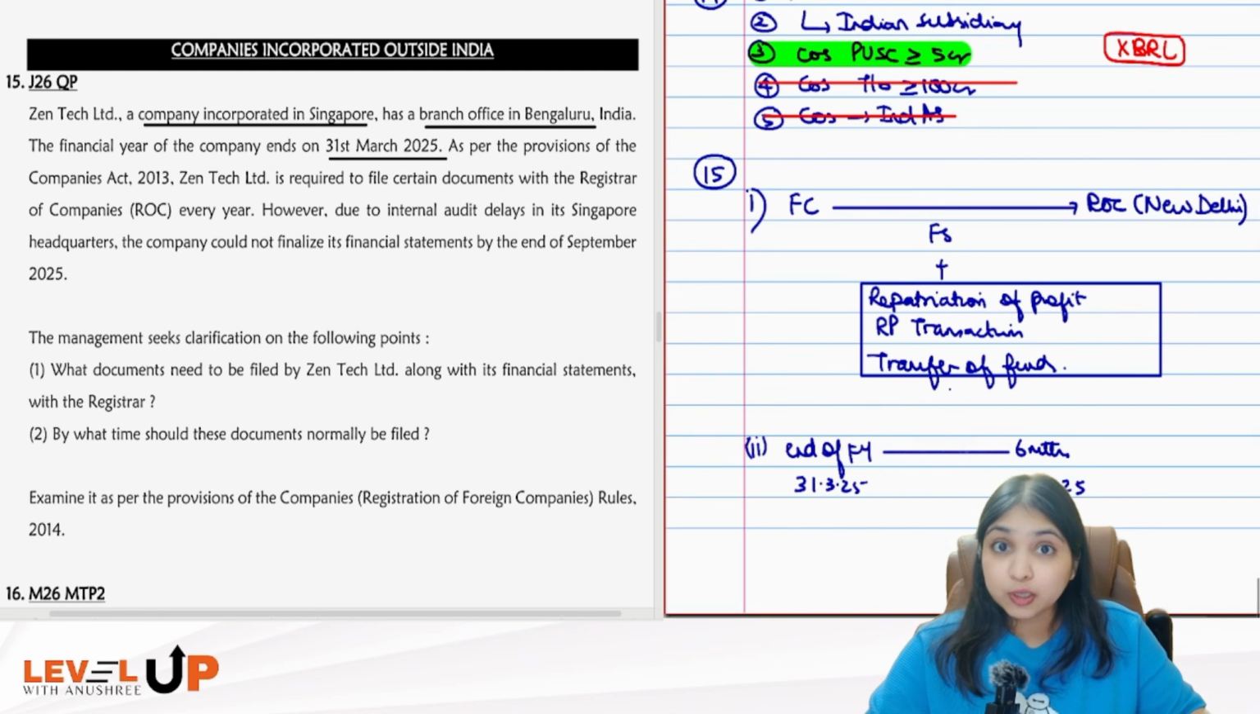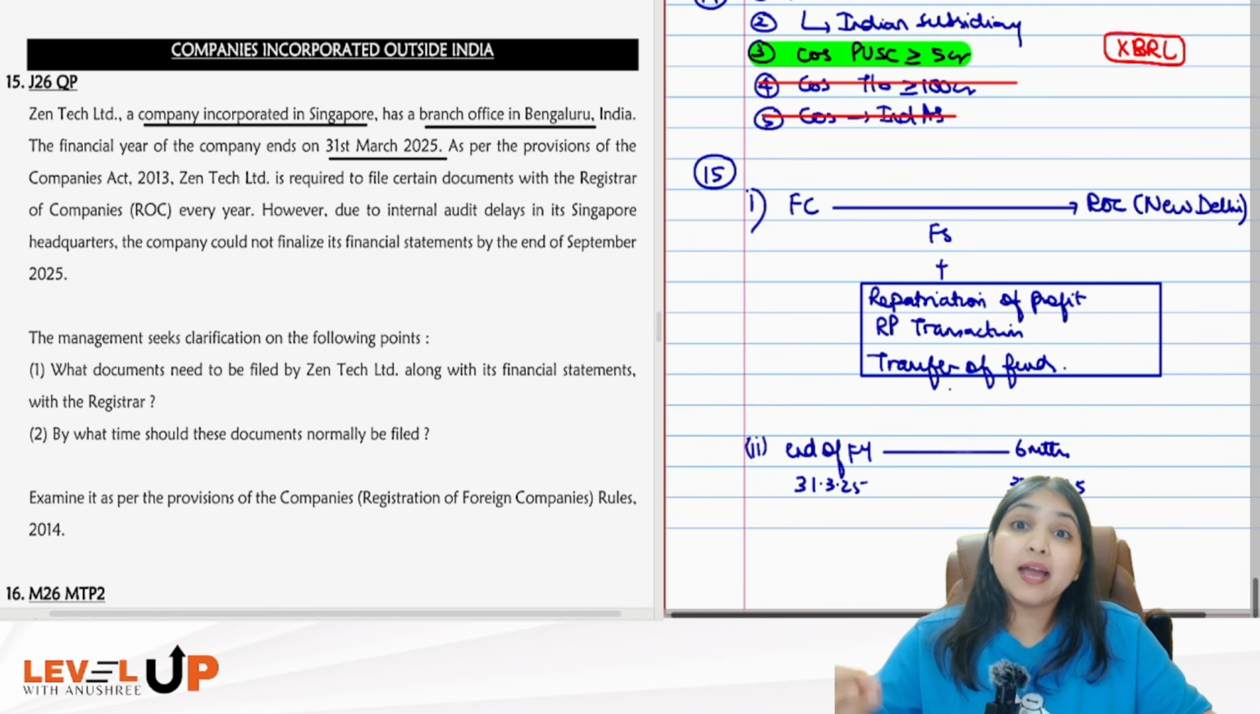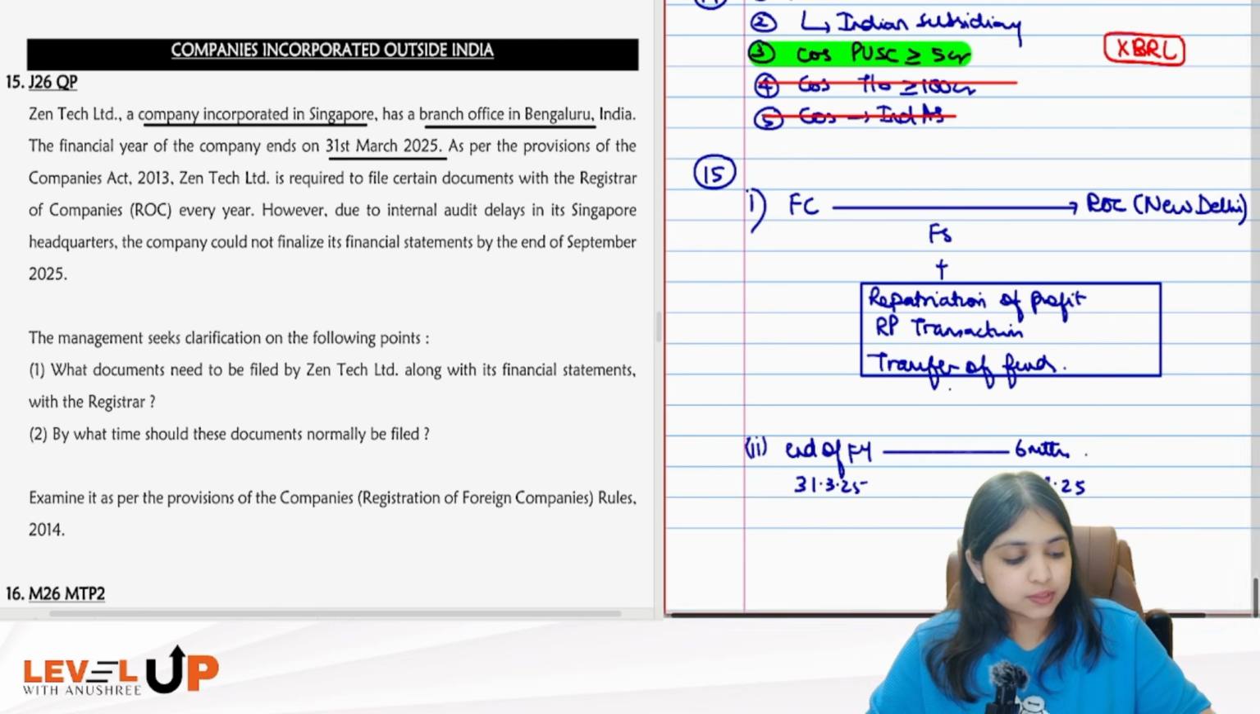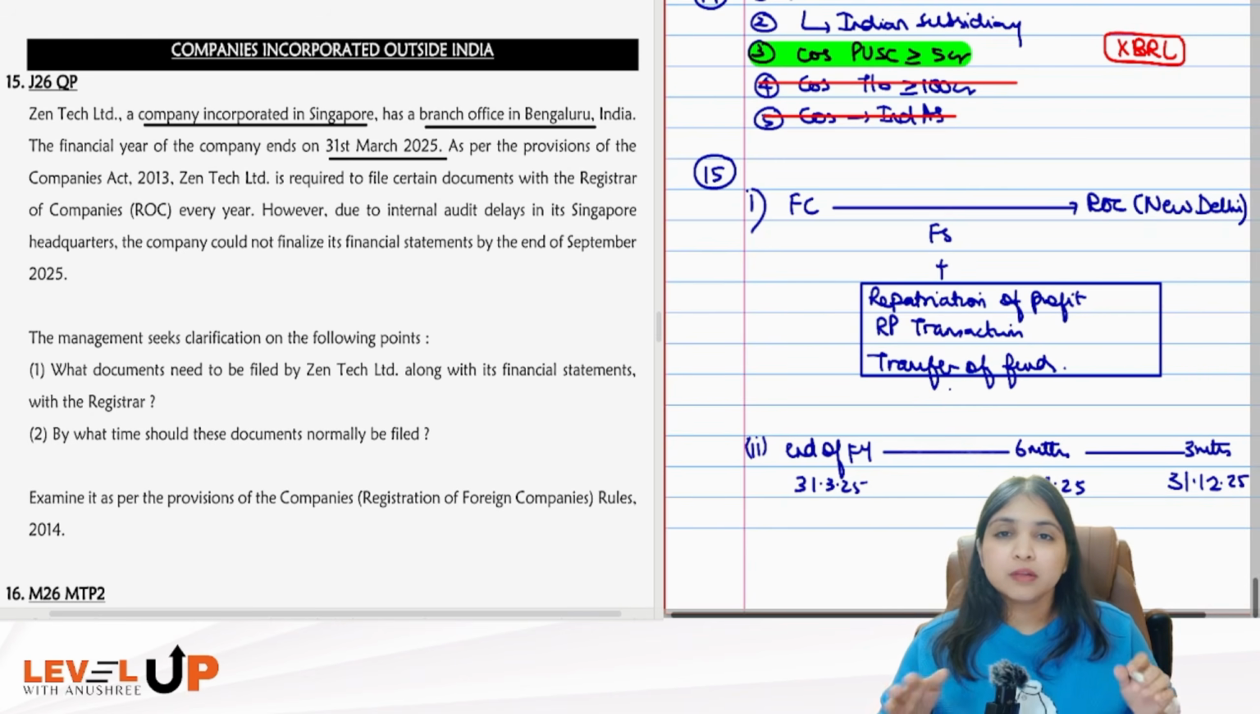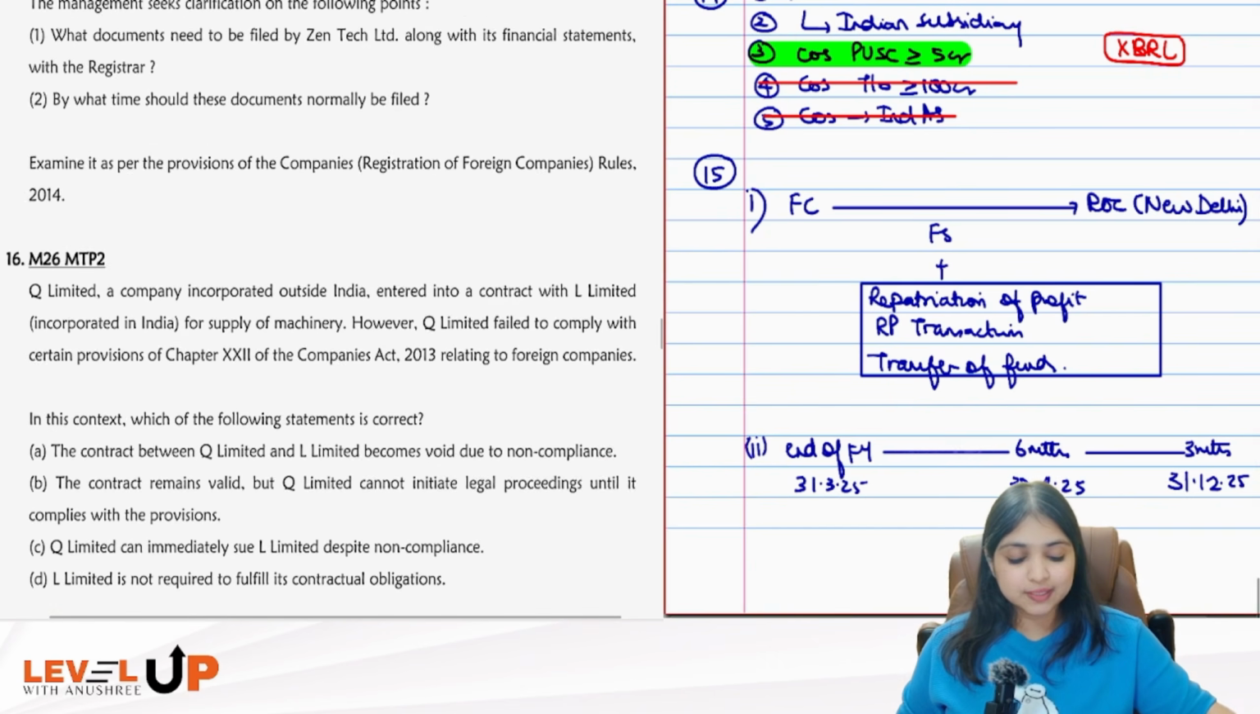In case we are not able to file within this much time, then we can ask for an extension from the ROC. ROC will give us another 3 months extension, which means the extended time limit will become 31st December 25 in this case. Okay, so normally we are supposed to file within 6 months from the end of the financial year, but in case we are not able to file within the normal time limit, we can ask for 3 months extension from ROC. Okay, this was your question number 15.